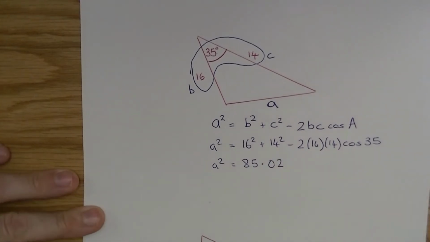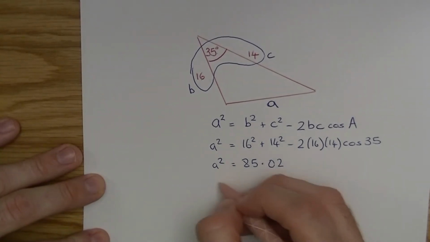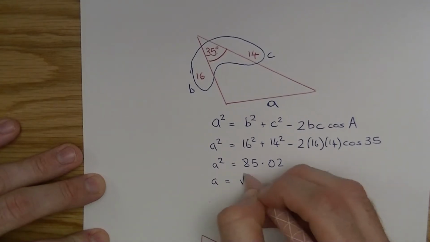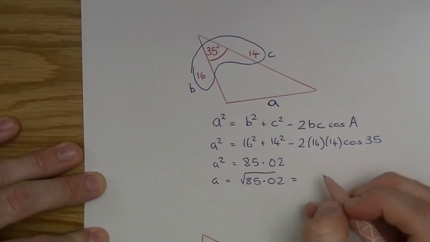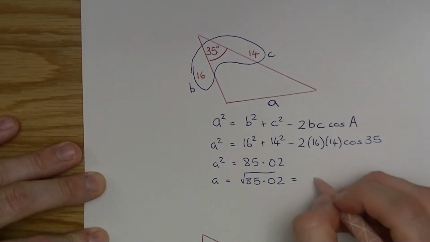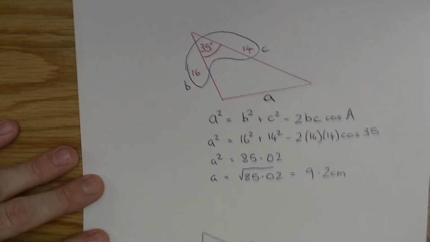85.02, depending on your roundings. You should get close to that at least, okay? Again, I wouldn't round too much, I'd go to 2 or 3 decimal places here. Save 1 decimal place for your final answer. This is a squared. In order to find a, I need the square root of that. And again, into my calculator I go, and I get 9.2 to 1 decimal place.